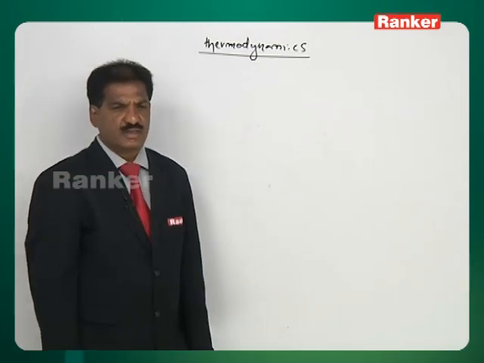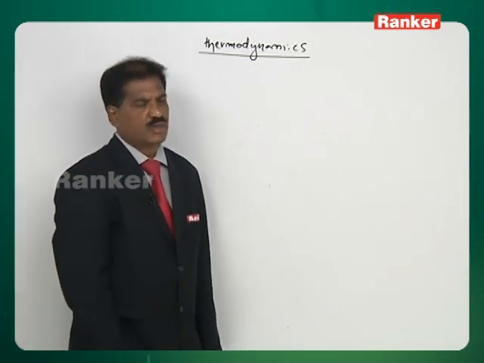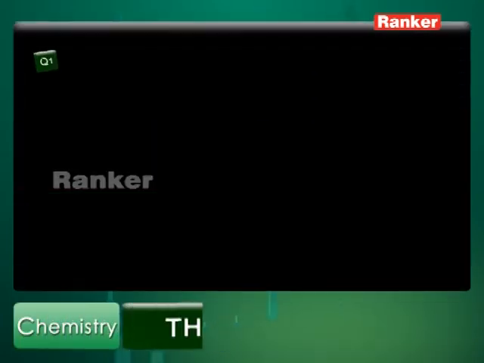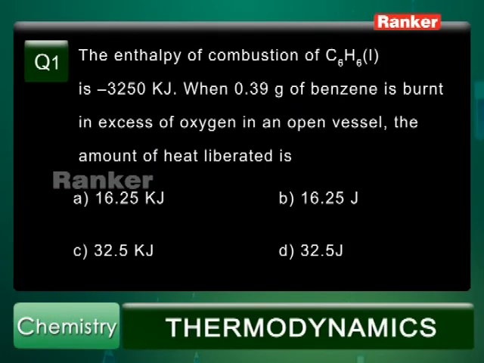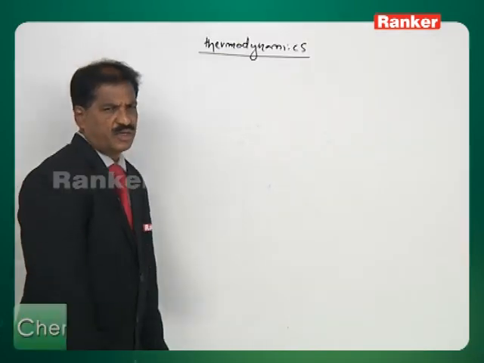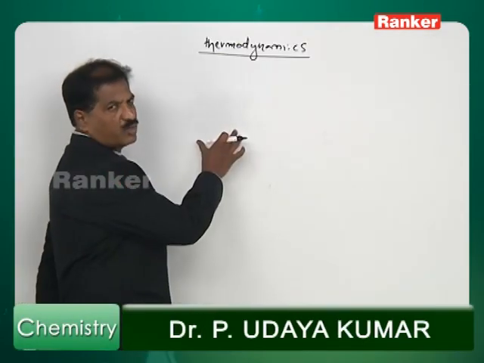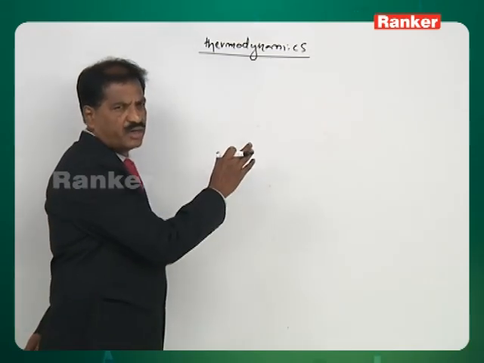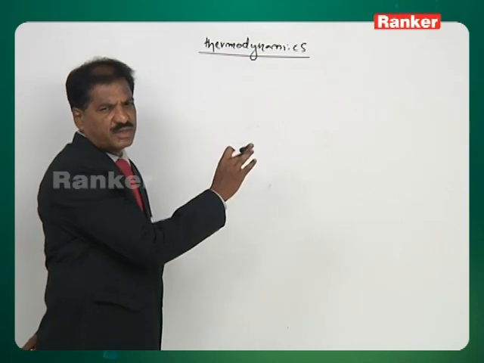Now let us discuss some important questions in the thermodynamics chapter. I will discuss them one by one. The enthalpy of combustion of liquid benzene is minus 3250 kilojoules. When 0.39 grams of benzene is burnt in excess of oxygen in an open vessel, what is the amount of heat liberated? Here the enthalpy of combustion of 1 mole of benzene is given. Now we have to calculate the amount of heat liberated when 0.39 grams of benzene burns.